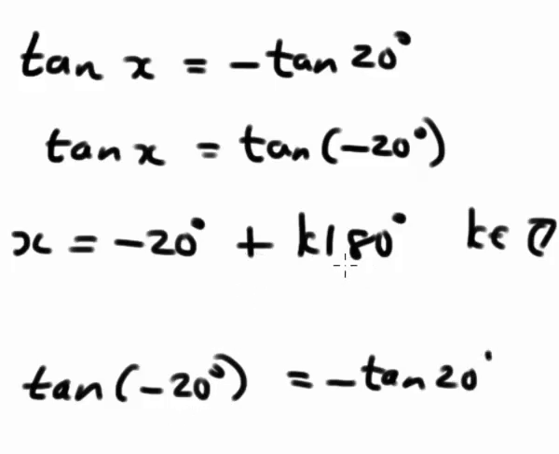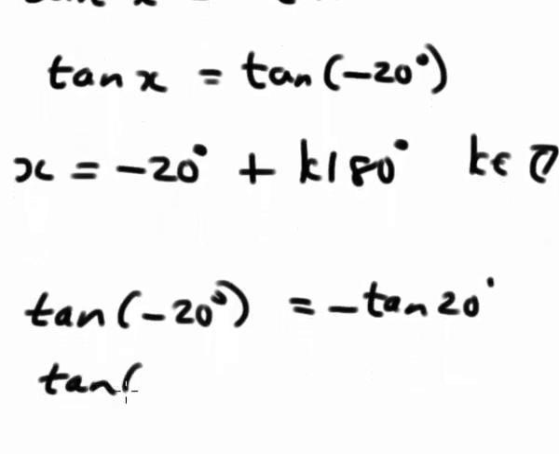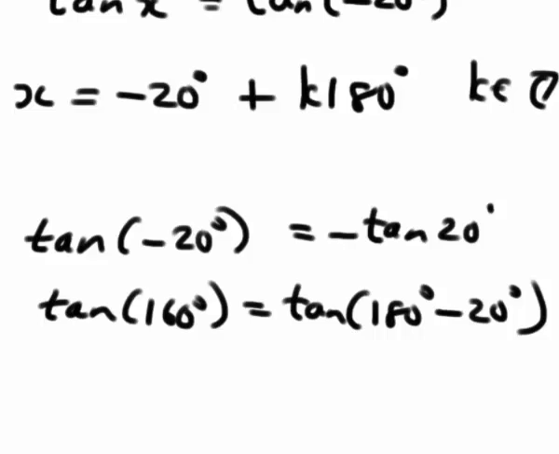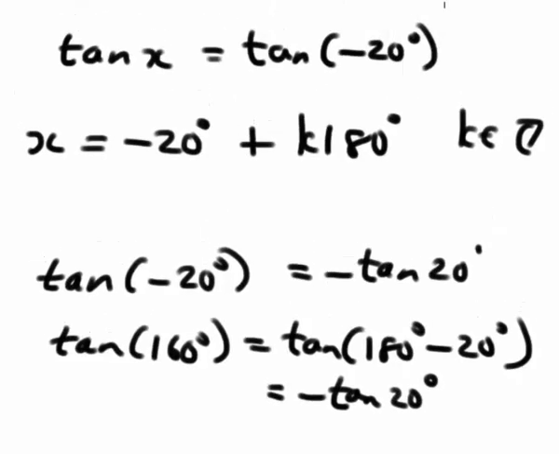And if you go bigger, say k is 1, what's that would become tan of 160. Okay, and if you reduce that, it's tan of 180 minus 20, and because you're in the second quadrant, again it's negative tan 20. There we go. So there we have it, people.